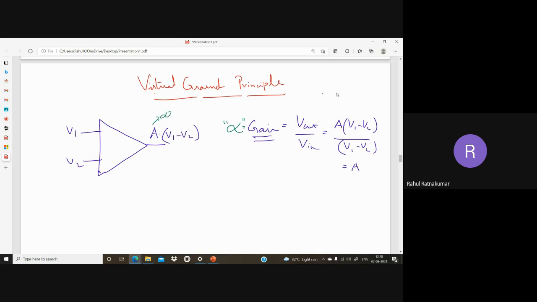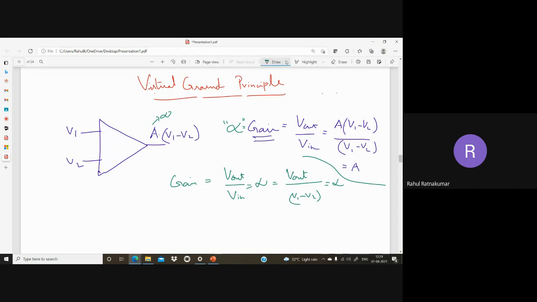A is infinity, right? That means V out divided by V in equals infinity. That is nothing but the gain. You're telling gain is infinity. That means V out by V in is infinity. What's the meaning of that? V out divided by what is V in? V1 minus V2. This is equal to infinity. So what is the meaning of this?